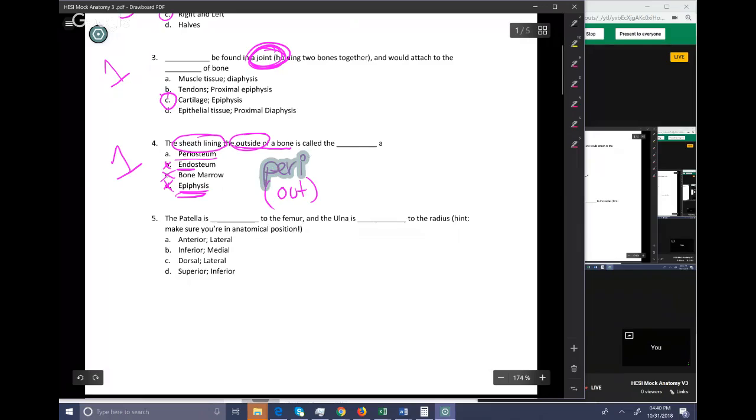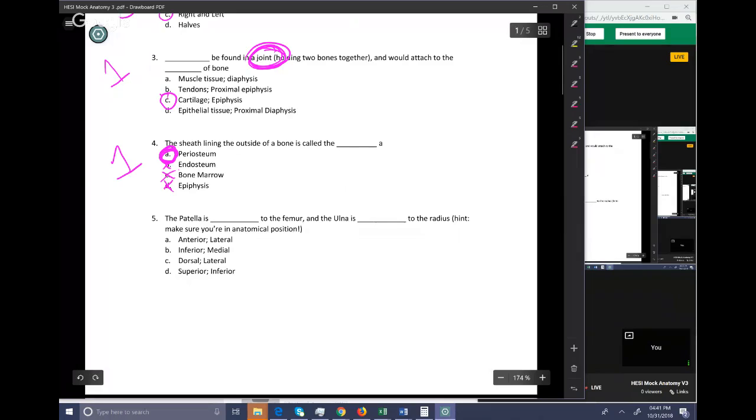If you ever feel like you get down to 2 answers and you're not sure why one of them would be wrong and the other not, always go back to the wording of your question. Sheath lining is key here. So if you were focused on the outside of the bone and you had epiphysis and periosteum left and you didn't know how to pick between them, hopefully you would reread the question and go, oh, sheath. So an epiphysis is not a sheath, and a periosteum is.